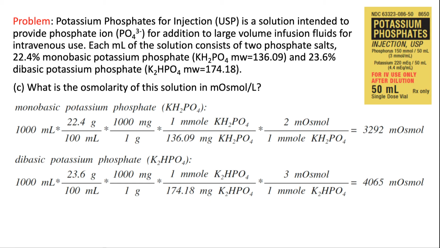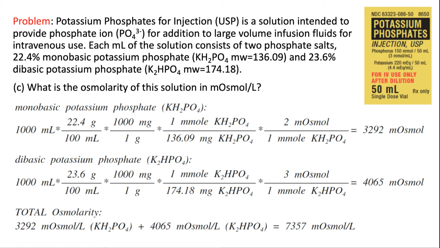So that's why we end this calculation by multiplying by 3 milliosmoles per every 1 millimole of the dibasic potassium phosphate. Okay, you do that math all the way across, and you get 4,065 milliosmoles. And again, that was per the 1 liter we started with. So to finish this question, we just need to add up all of the total osmolarity. So let's start by taking the 3,292 milliosmoles per liter from the monobasic potassium phosphate. Add to it the 4,065 milliosmoles per liter from the dibasic potassium phosphate.